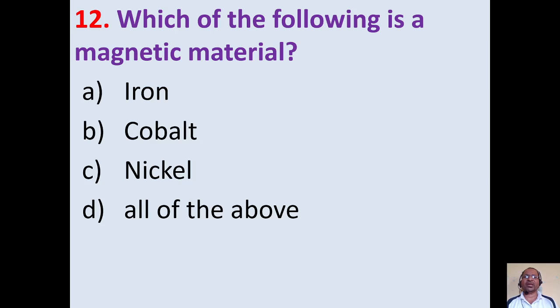Which of the following is a magnetic material? So magnetic material means which can be attracted by a magnet. So iron, cobalt, nickel, all these are the materials which can be attracted by a magnet. So these are magnetic materials. So all of the above.